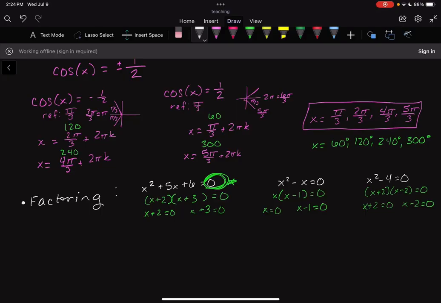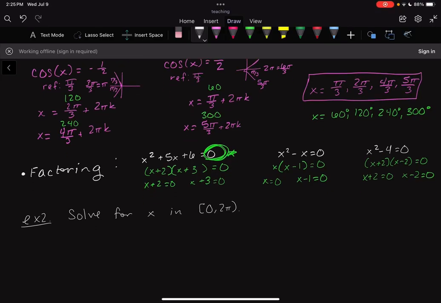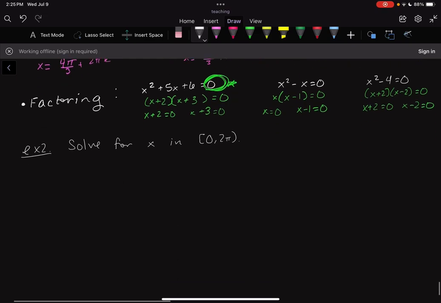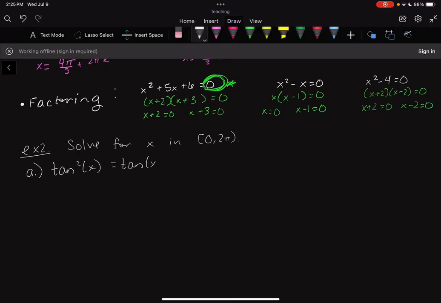And yeah, let's go ahead and do some examples that actually have the trig in them. So I'll just say solve for x in the interval 0 to 2 pi. I'll try to do one of each of the examples that I showed so far. So we'll start off with a tangent one. Let's do tangent squared x is equal to tangent x.